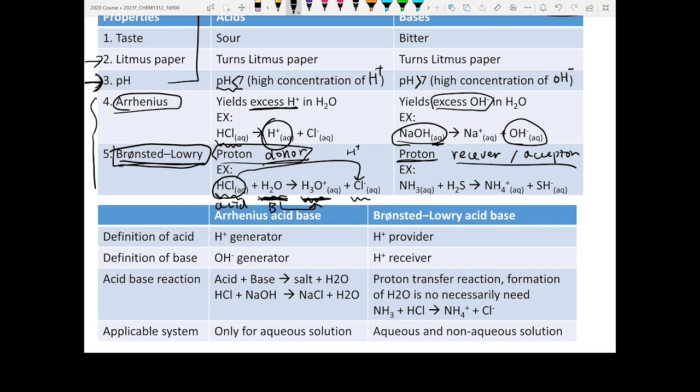When I write these equations, the species on the reactant side are already the acid and base. Another example: if you look at this equation, you will realize your NH3 becomes NH4+. It receives one proton. Therefore, this is defined as a base. Your H2S becomes SH-. It is losing a proton, so this is a proton donor. Therefore, H2S is an acid.